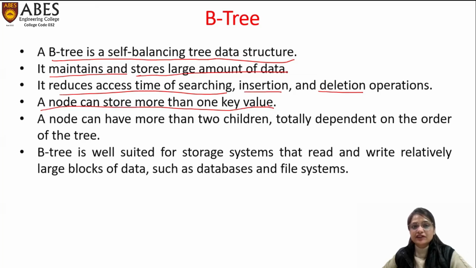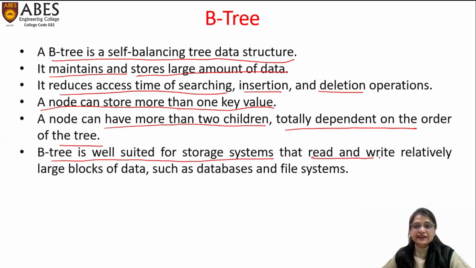But in case of B tree, there is no restriction on this. It is totally dependent on the order of the B tree. So a node can have more than one value. Similarly, a node can have more than two children, which is totally dependent on the order of the tree. B tree is mainly suited for storage systems that can read and write relatively large blocks of data. It means the main utilization is in databases and file systems.